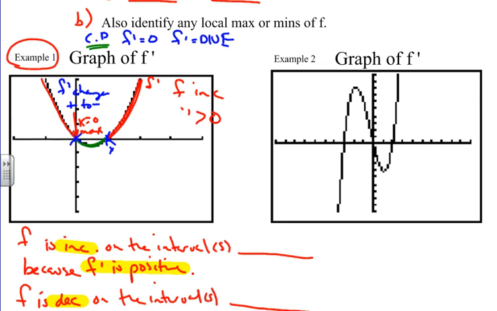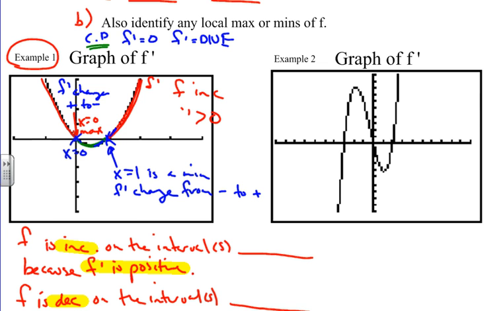Now what we have right here is this critical point, x equaling 1. Well, we notice that F prime changes from a negative value to a positive value. Because F prime changes from negative to positive, this needs to be a min. X equaling 1 is a min because F prime changes from negative to positive. And that's what we found out.